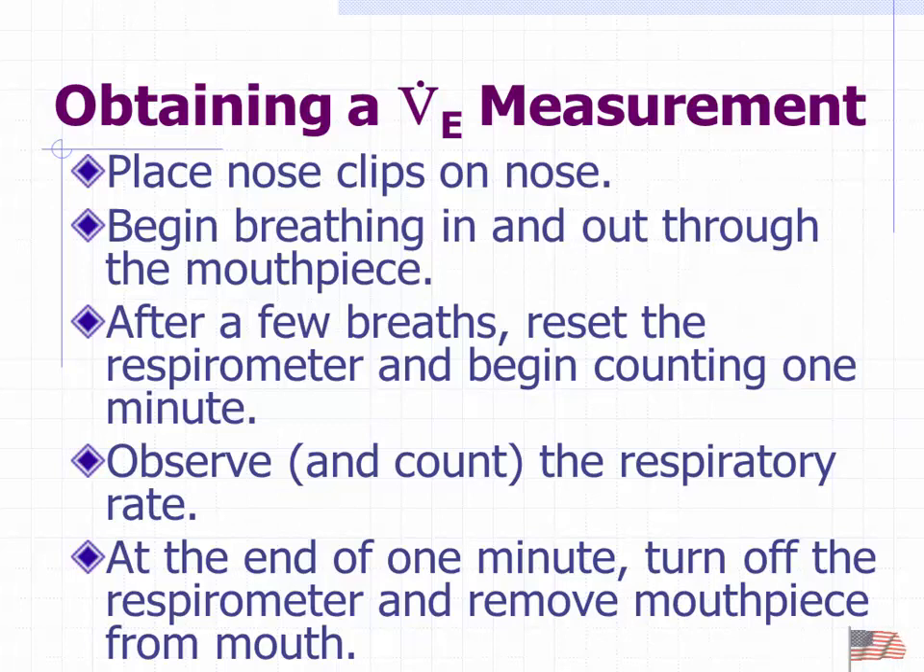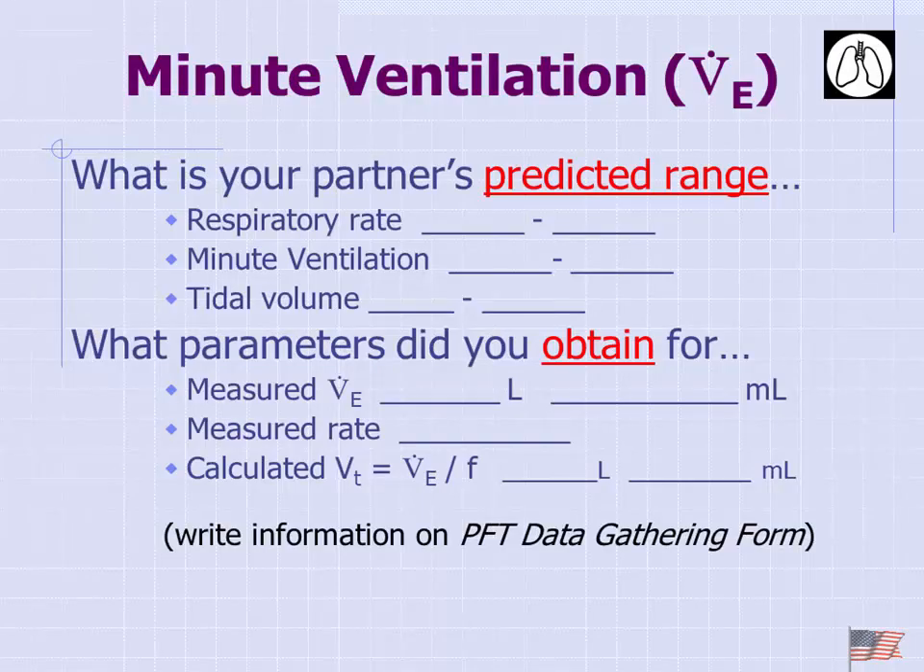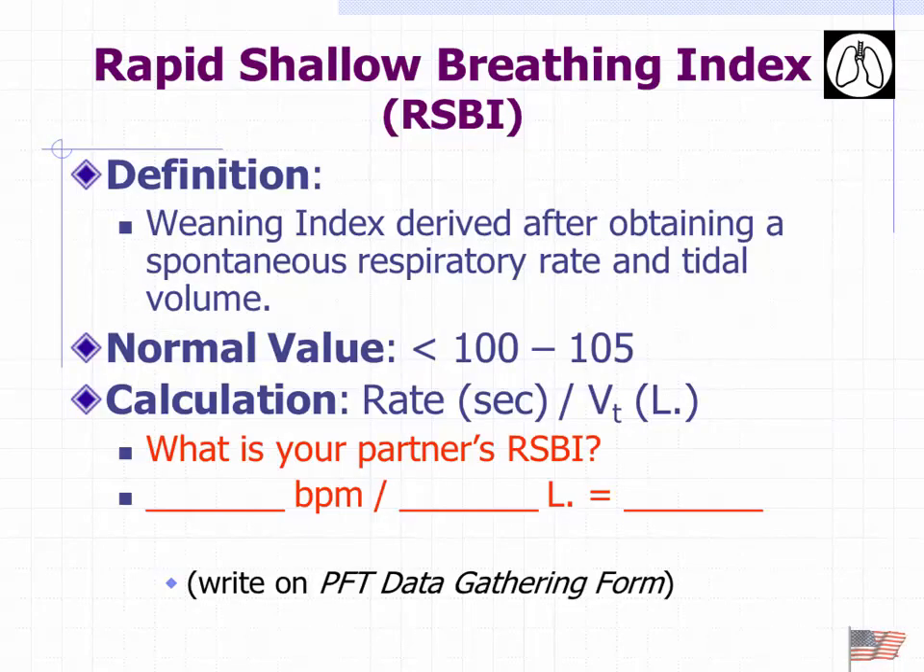Usually nose clips, you may need them. Have the patient breathe a few breaths, then reset the respirometer and count for a minute, as well as counting the respiratory rate, and then evaluate the value for minute ventilation. This is the value I was talking about that we do at the bedside, where we determine their tidal volume in liters and their respiratory rate. It's the frequency to tidal volume ratio, and the normal value is about 100 or less. Above 100 means they have a rapid, shallow breathing pattern. It's probably not going to be effective to ventilate spontaneously.